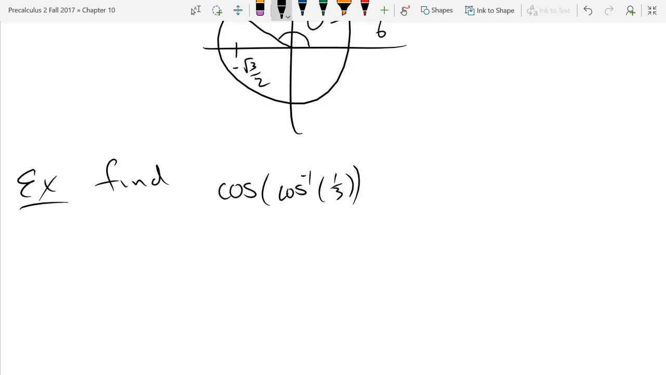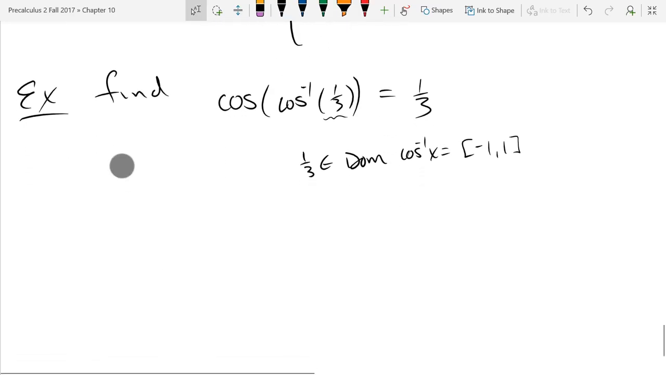So this is going to cancel out to 1/3. And the reason is because 1/3 is in the domain of cos inverse of x, which is negative 1 to 1. So that 1/3 is between negative 1 and 1. So that's no problem. That's the reason they cancel out.